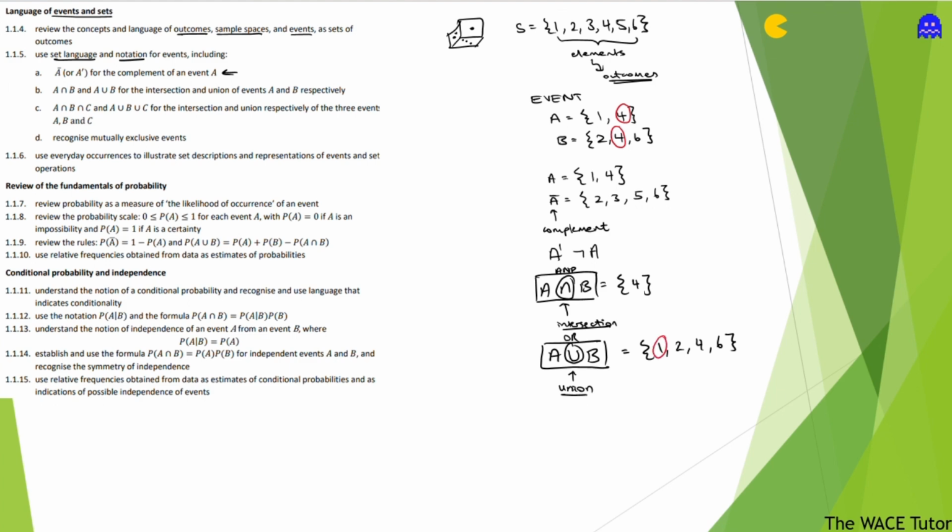Here, only A is satisfied. Here, only B is satisfied. And here, only B is also satisfied. But the fact that one of A and B is satisfied is enough to satisfy both.